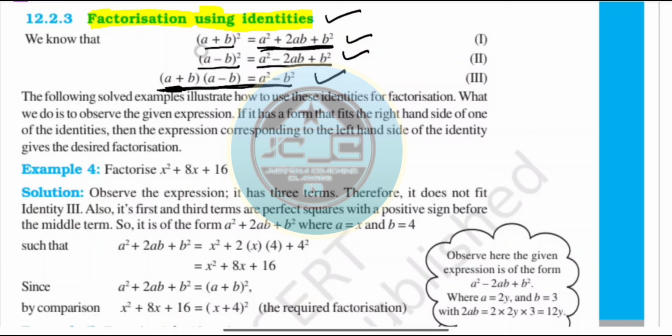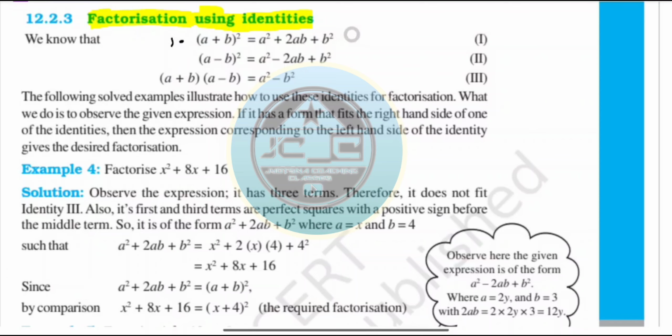Usually, what is identity number 1? Identity number 1 is (a plus b) whole square is equal to a square plus 2ab plus b square, identity number 2 is (a minus b) whole square is equal to a square minus 2ab plus b square, and identity number 3 is (a plus b) into (a minus b) is equal to a square minus b square. So we have to remember these as identity 1, 2 and 3.